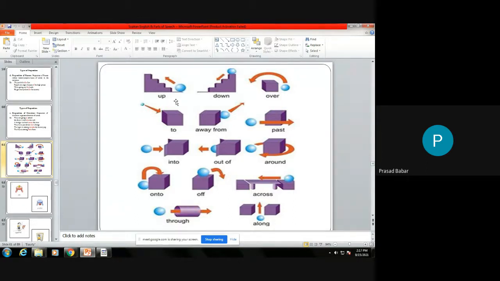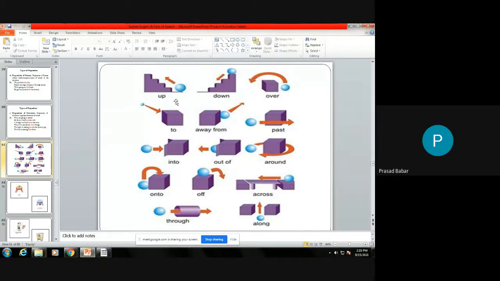Then there is "to", which is also a preposition. To means what? In the direction of that box. If we throw that ball in the direction of that box, I am throwing the ball to or towards the box. Towards or to is also called a preposition of direction.